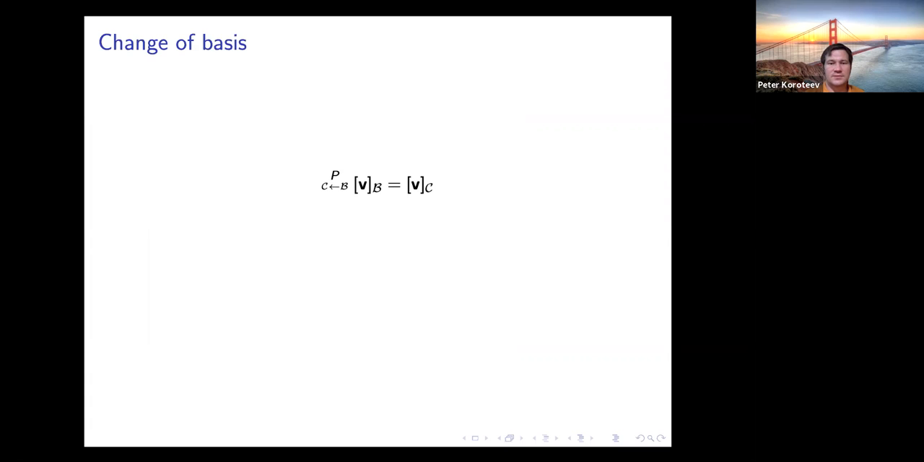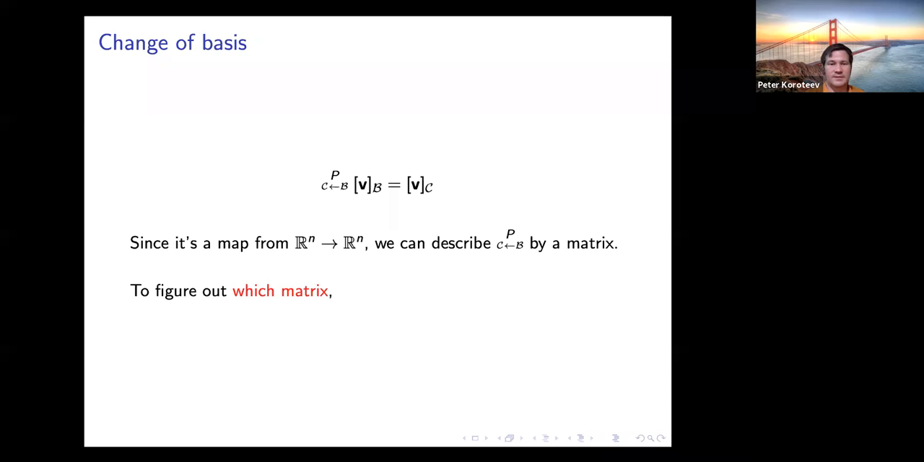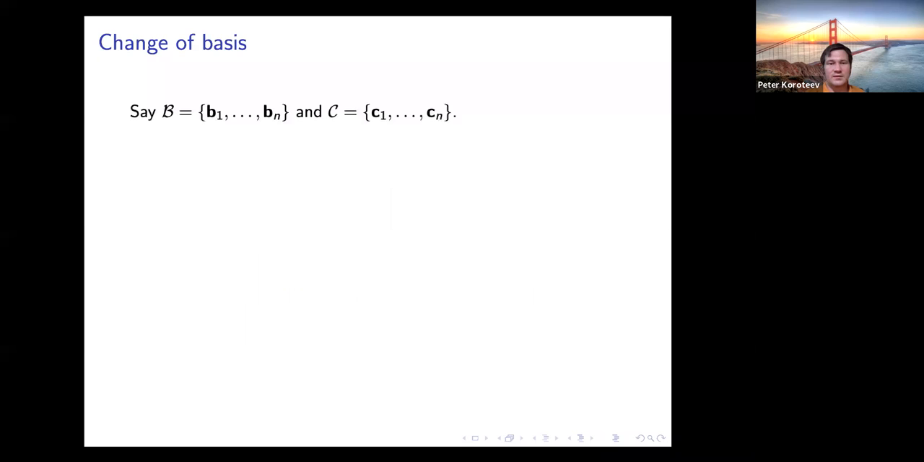Okay, so that's what we're looking for. So we should be able to write this as a matrix, because that's a linear map from Rn to Rn, and that's what matrices are designed for. Now, to figure out which matrix, we should see where this map sends the canonical vectors Ei of the canonical basis. Say basis B is given in terms of n vectors B1 through Bn, and basis C is given in terms of C1 through Cn.